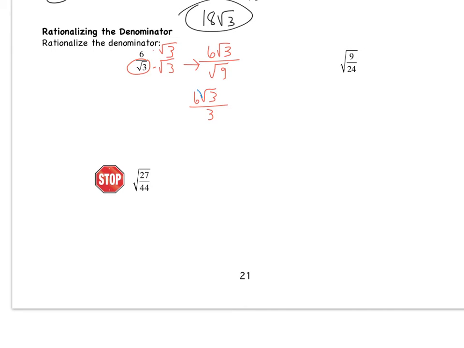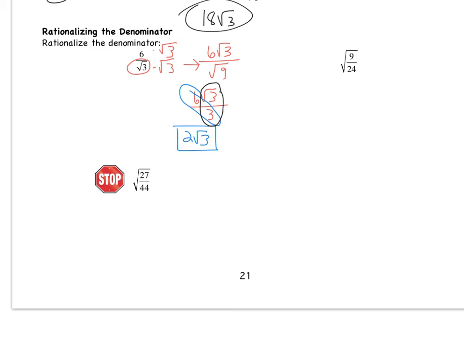The last thing that we have to do is simplify. So 6 divided by 3 is 2, and then you keep the root 3. You do not simplify those two, and that's because one is a root and one is not. So you wouldn't do 3 divided by 3, only like terms.